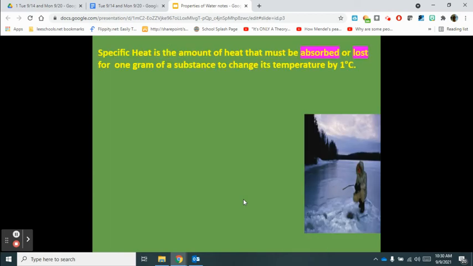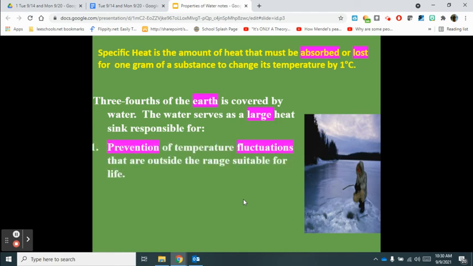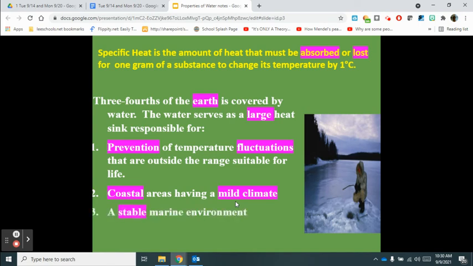Specific heat is the amount of heat that must be absorbed or lost for 1 gram of a substance to change its temperature by 1 degree Celsius. 3/4 of the Earth is covered by water. The water serves as a large heat sink responsible for prevention of temperature fluctuations that are outside the range for suitable life. Coastal areas have a mild climate because of this, and it creates a stable marine environment.